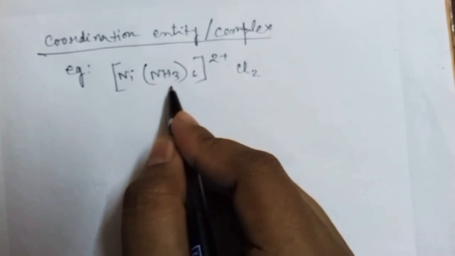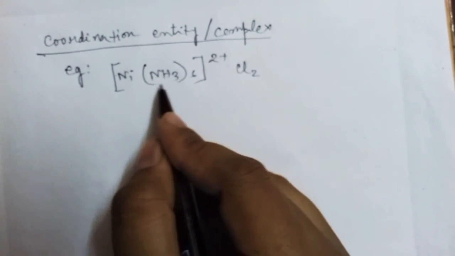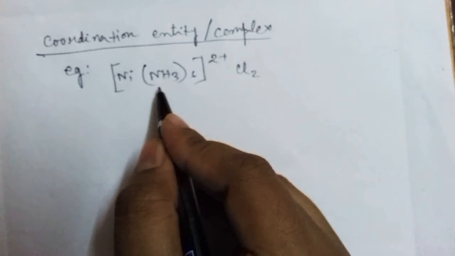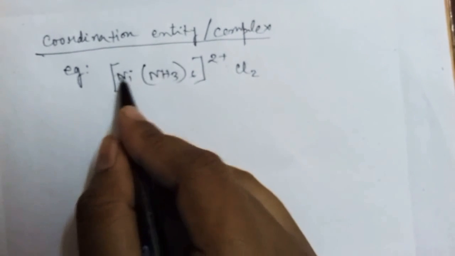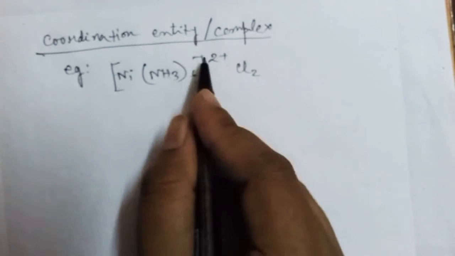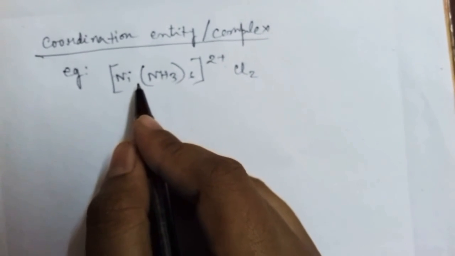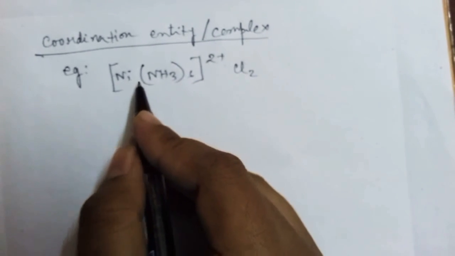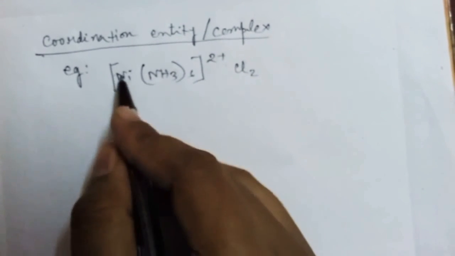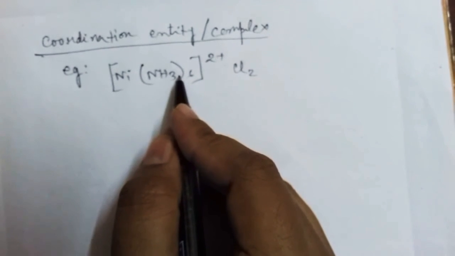the ligands or donor groups are bound with the metal ion, and this forms an entity, an entity that will give an identification test in the solution also. So in this entity, this is the coordination sphere and this is the coordination entity. So what is a coordination entity?